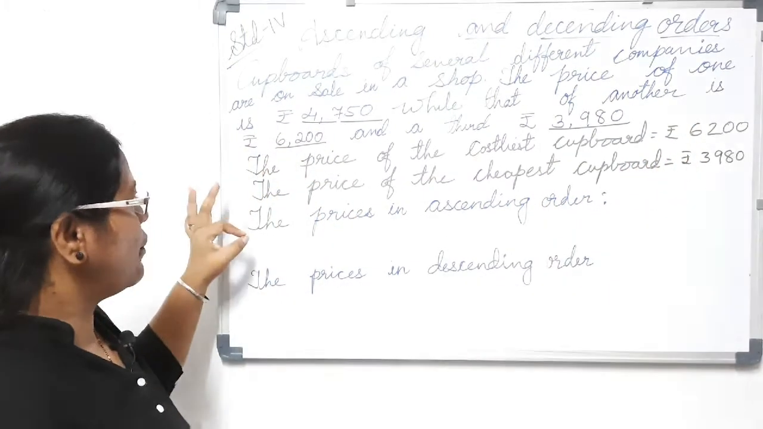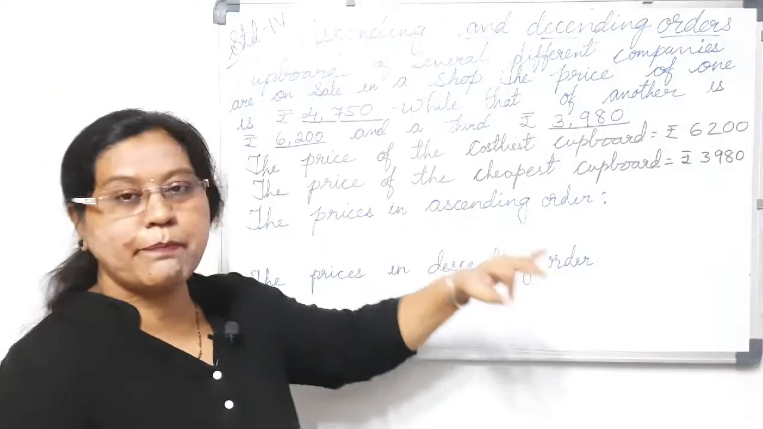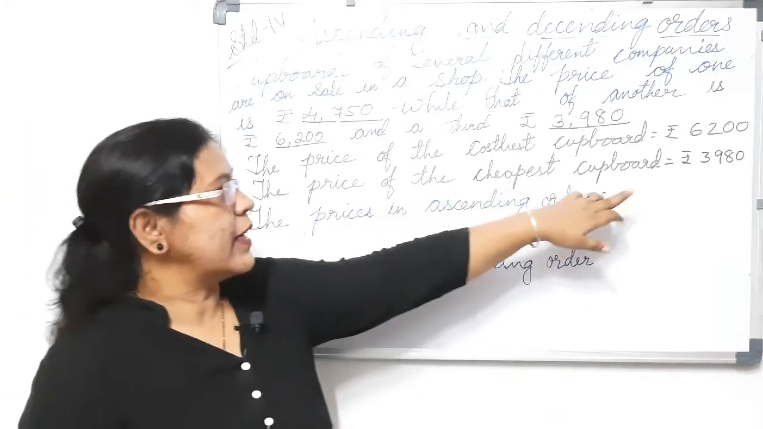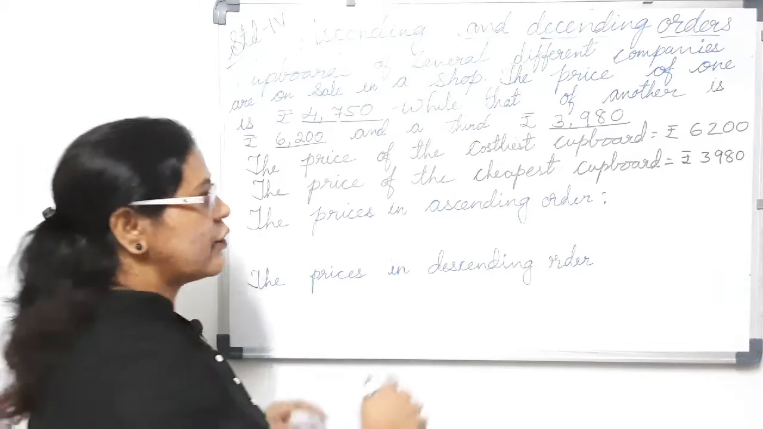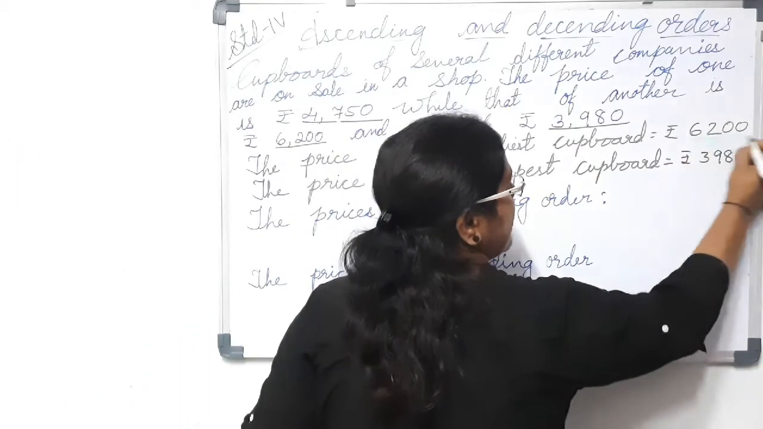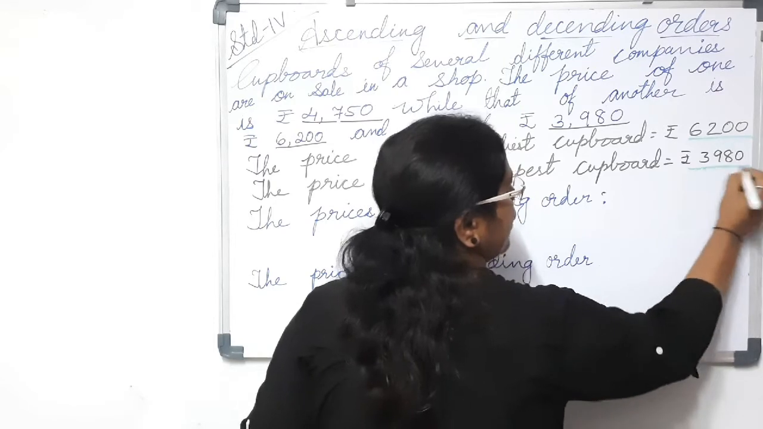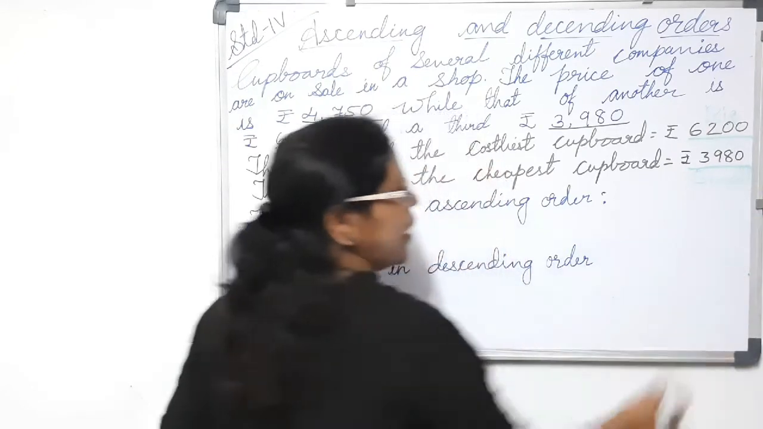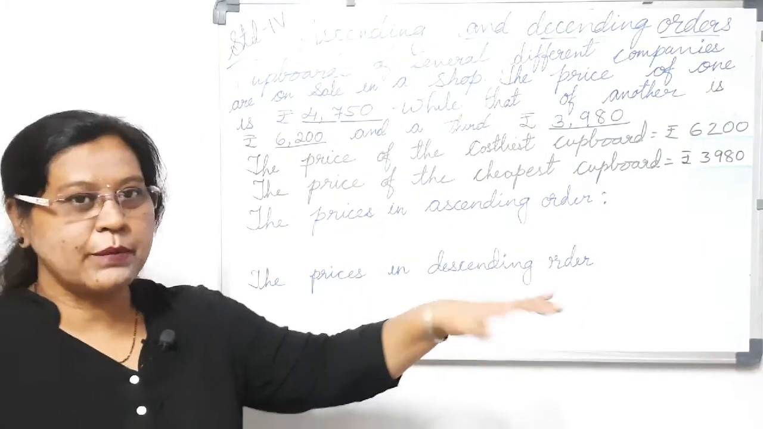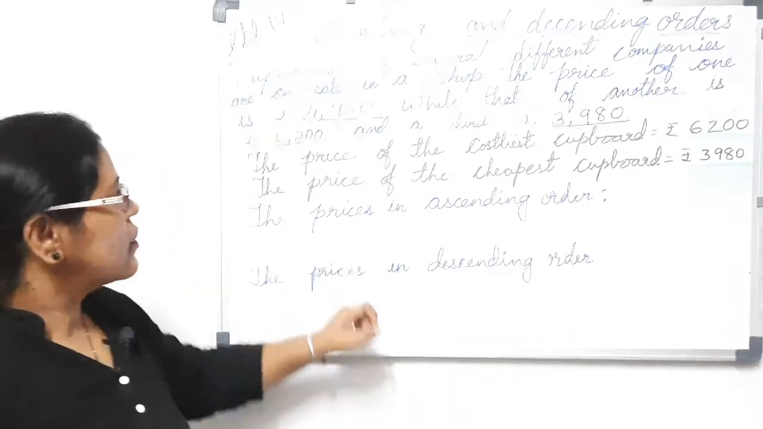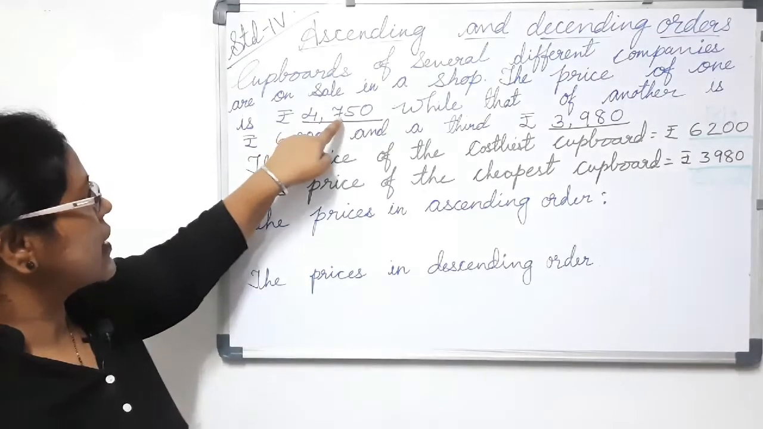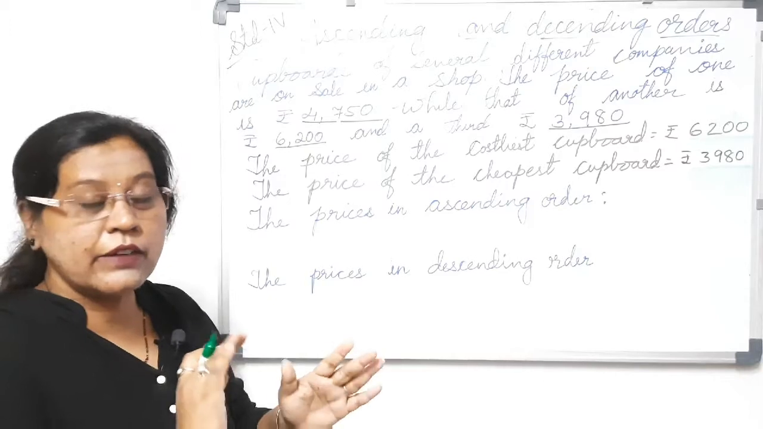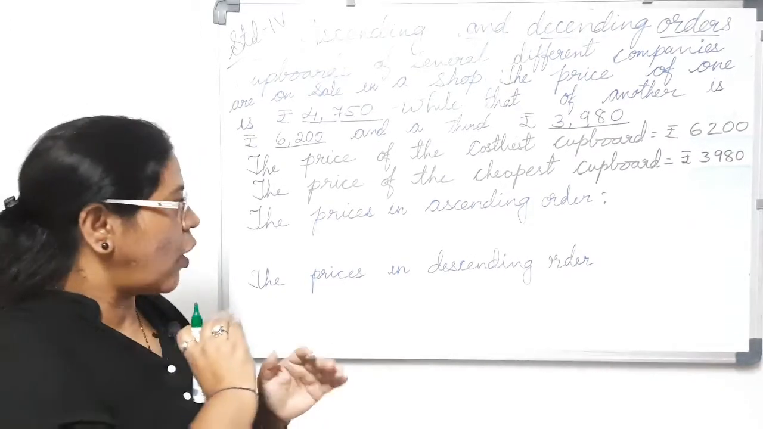And second, you have to see the price of the cheapest cupboard. Cheap means low, very low cost. So the cheapest cupboard is 3,980. So we got the greatest number and the smallest number. This is the biggest amount, and this is the small amount. Now the remaining is the middle number or middle amount. So the middle amount is 4,750.